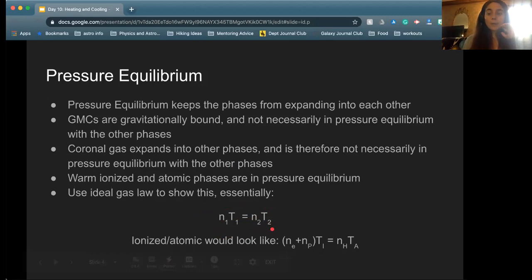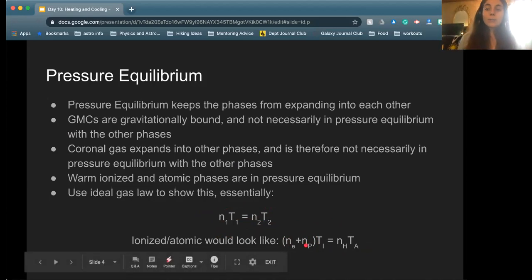So if we're looking at the boundary of the ionized and atomic, we can rewrite this equation like this, where in the ionized, our density is going to be from ionized hydrogen, so electrons and protons. For the most part, there will be a little bit of helium and then some metals, but this is going to be most of our density. And then the number density times the temperature of the ionized phase should be approximately equal to the number density of hydrogen in the atomic phase times the temperature.